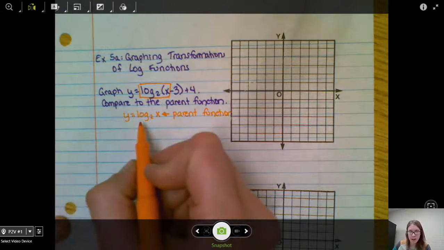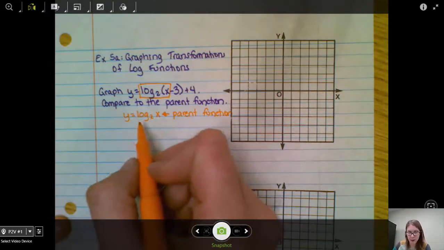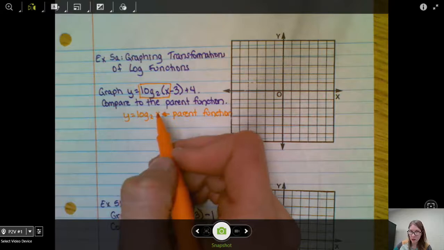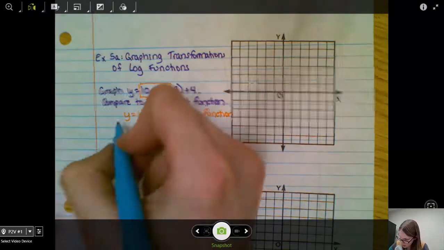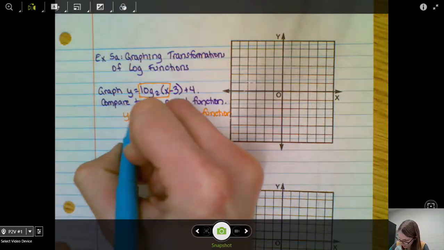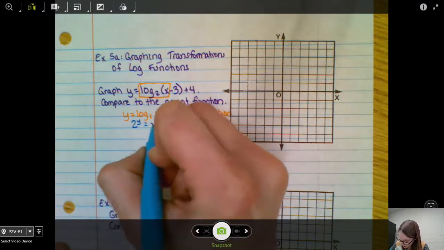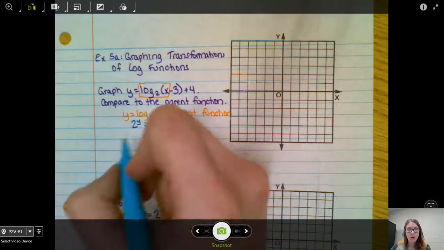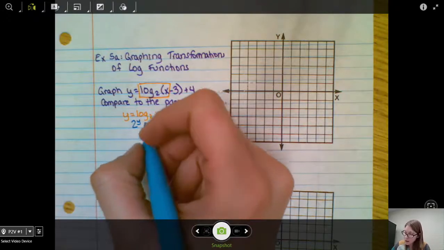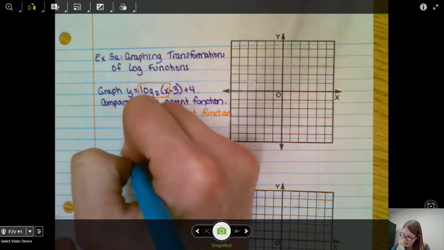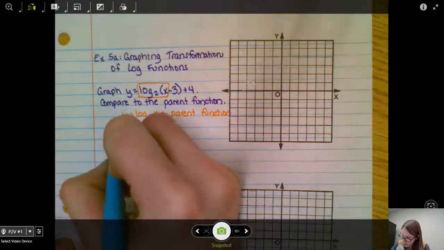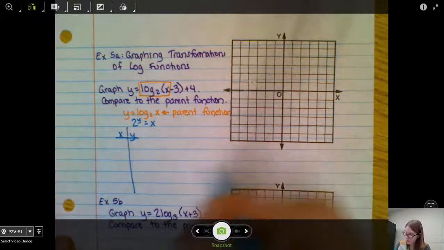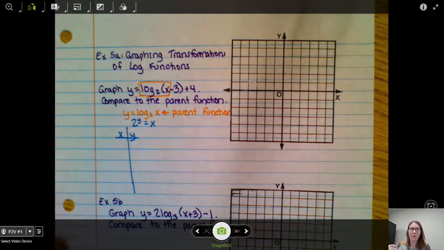So let's first start off thinking about what on earth does this mean? Y equals log base 2 of x. Well, this means 2 to the y power equals x. So then to graph this, let's start off making our table of values the same way that we did in example 4 with our x and our y values. And we still want to use those -2, -1, 0, 1, and 2 values.